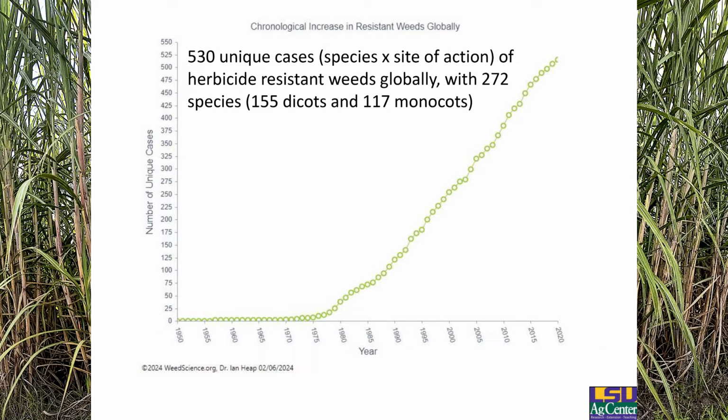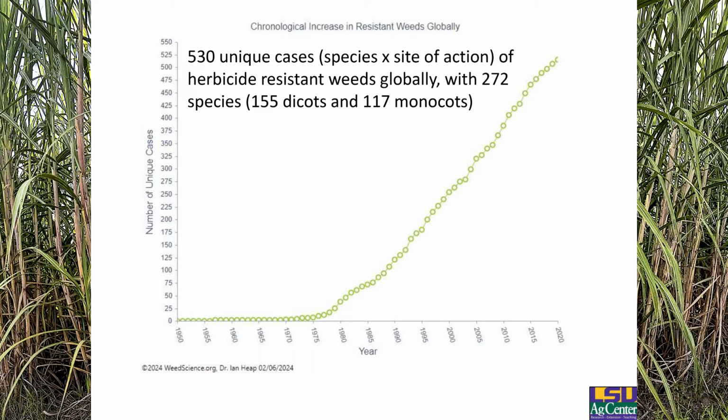So this graph here is the chronological increase in resistant weeds globally. I don't know about y'all, but I don't like the way that looks. It's steadily on the rise. This is from 1950 to 2020. It's not updated to 2023, but I'm about to show the current numbers. And this is the number of unique cases, so your weed species by that specific site of action.